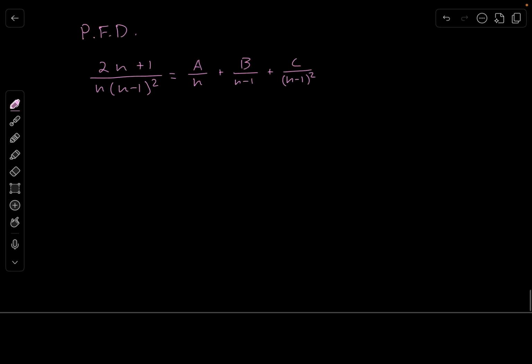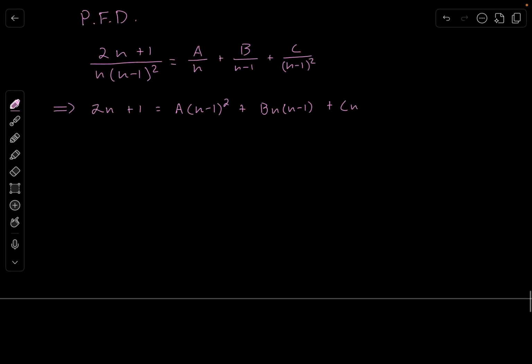So we get 2n minus 1 is equal to a times n minus 1 squared plus b times n times n minus 1 plus c times n.